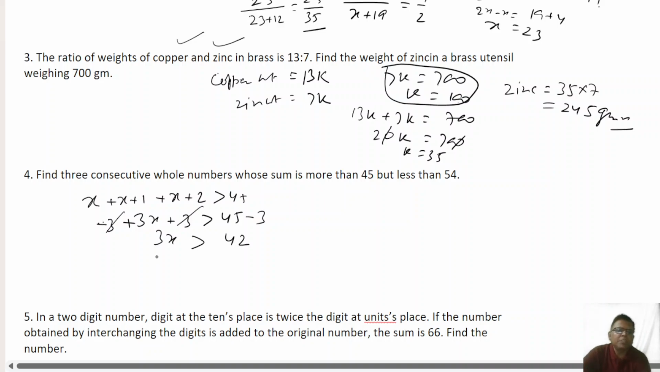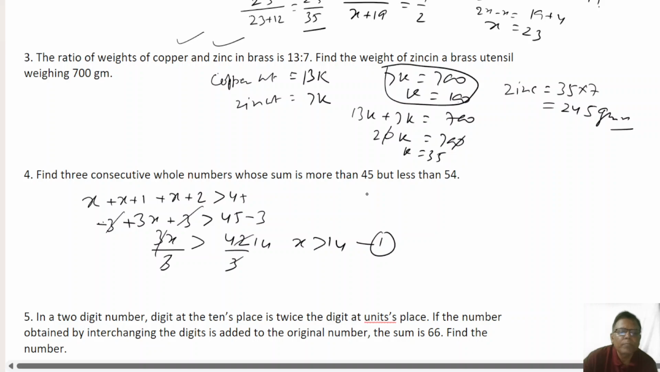For a positive number you can divide or multiply both sides. If you do it with a negative number, then the inequality will reverse. So you divide by 3, and x will be greater than 14. So this is the first condition.